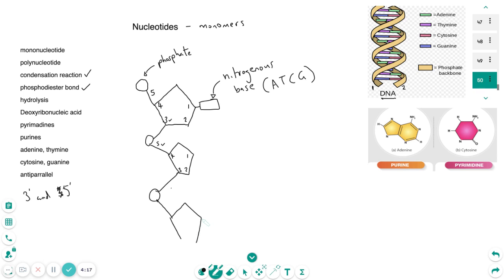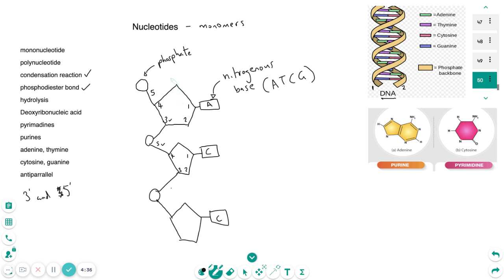There's my pentose sugar again. And there's our nitrogenous bases. So that could be A, that one. That could be C. Doesn't really matter. I can make that C as well. So now that's how we draw a single strand so far.